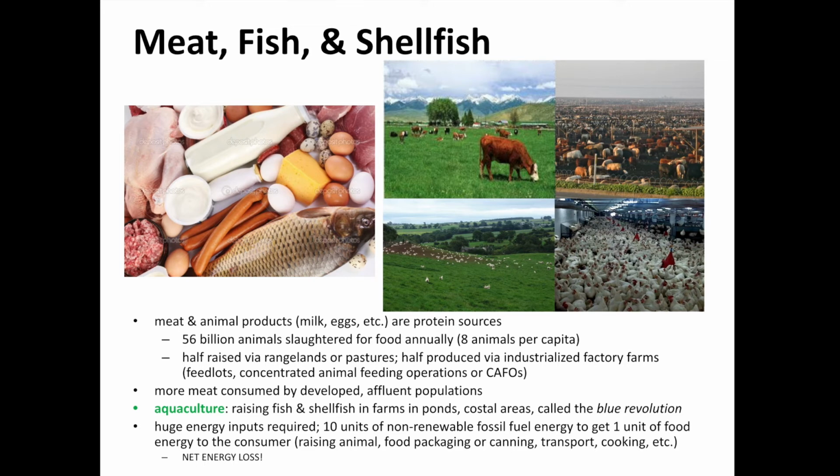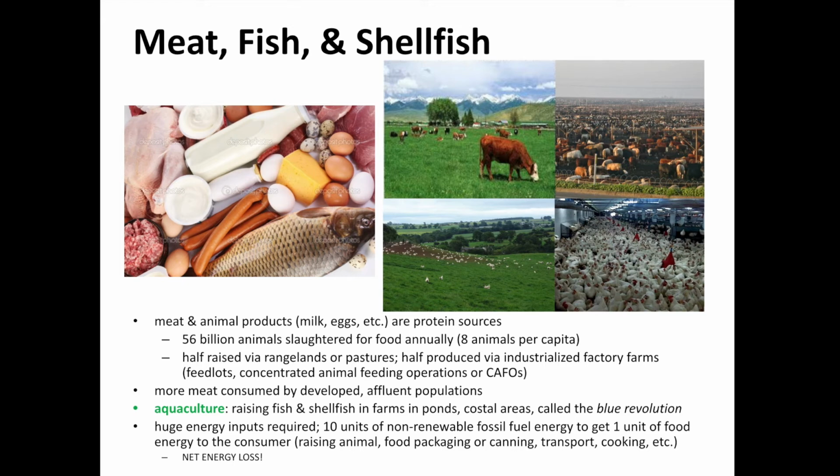And what that means is essentially 10 units of non-renewable fossil fuel energy is used to produce 1 unit of food. So we have a net energy loss over time when we're producing the meat, when we're slaughtering the meat, when we're packaging that meat, when we're transporting it out to locations, when we take it home and we actually put energy in to cook it. All of that production line requires inputs of energy at each step.